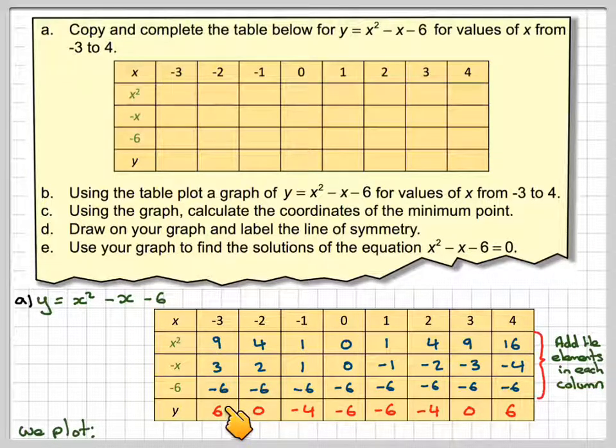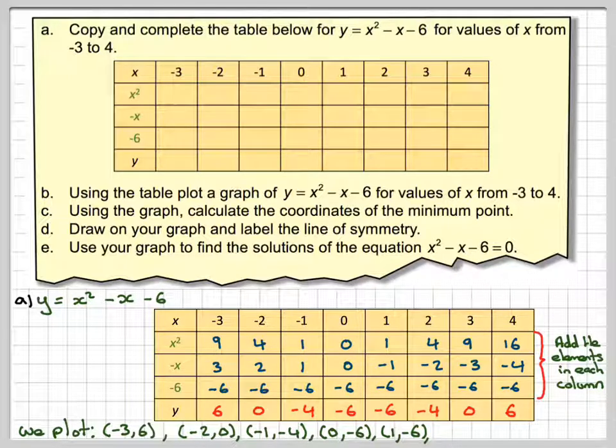Minus 3, 6. Right, we don't need the bits in the middle, we just need the x and the y coordinate. Minus 2, 0. Minus 1, minus 4. 0, minus 6. 1, minus 6. 2, minus 4. 3, 0, and 4, 6. Right, so these are the plot points we're now going to plot on our graph in part B. That's all we need from the table. So I'm going to write them again at the top.